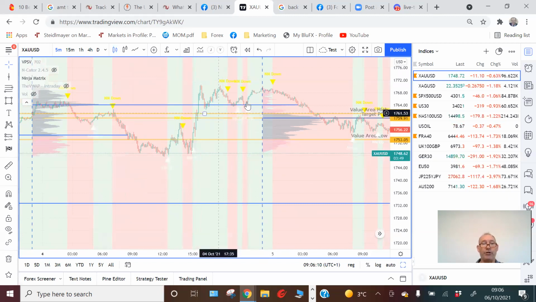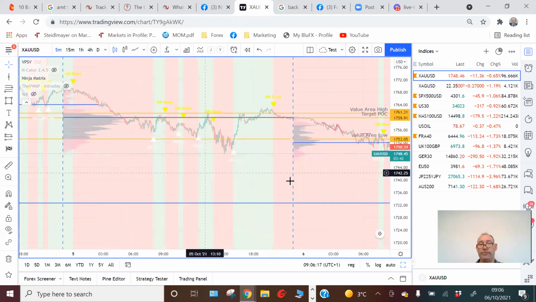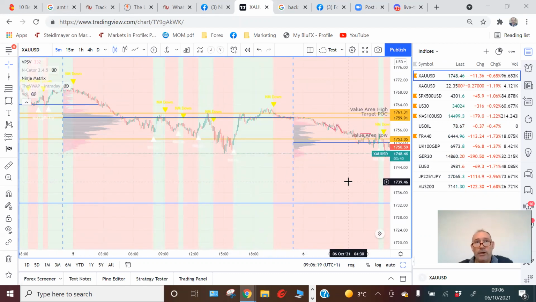Next trade, point of control is up there. Price, does it hit it? Yes. Hits it in the middle of the night. Does it hit it again? No. So you can see from there, Paul, there's a balance of afternoon trades and evening trades with this particular one.